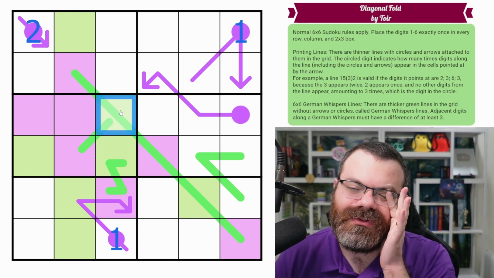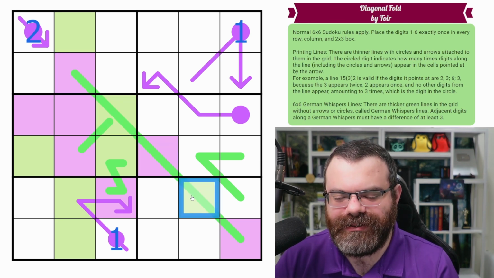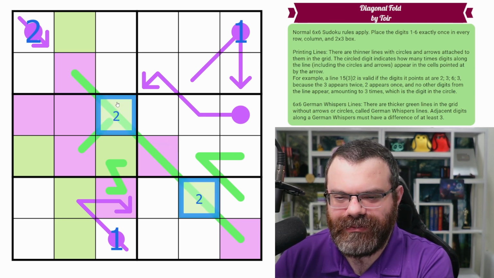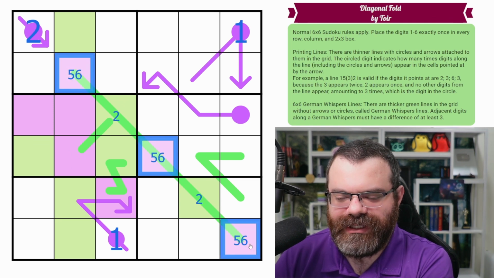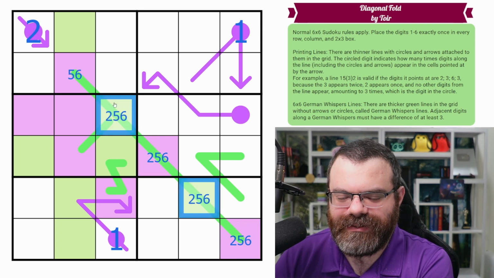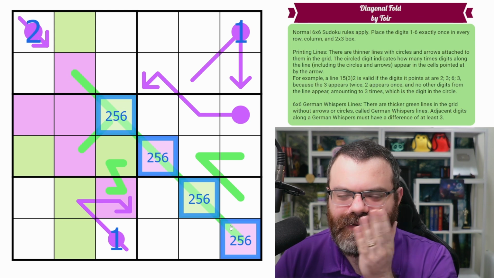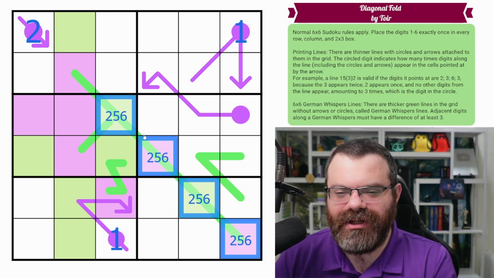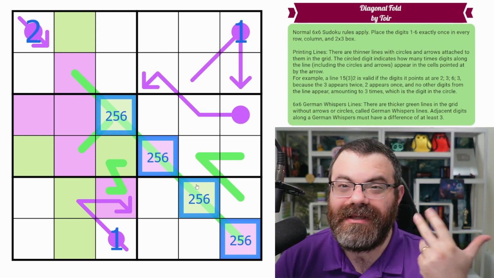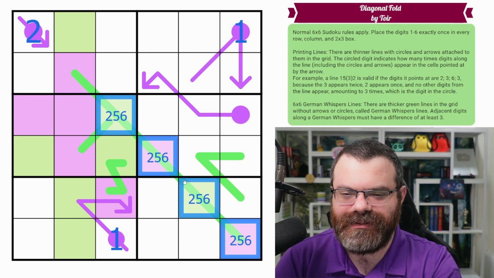Okay, so 2 would be next to 5, 6. So if these were the 2s, then all of these would be 5, 6. And if these were the 2s, then these would be from 5, 6. We don't know about this one. So these are all from 2, 5, 6 only. If we have a low digit, it's 2. If we have a high digit, it has to be able to be next to a 2, which is only 5, 6.